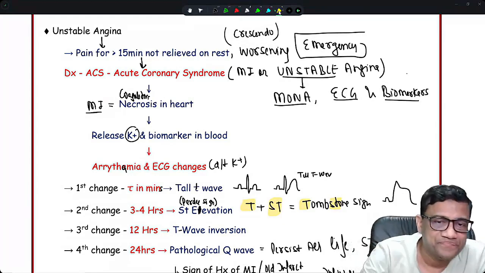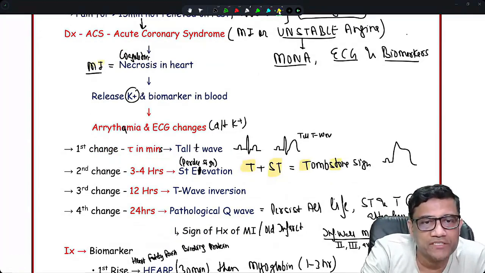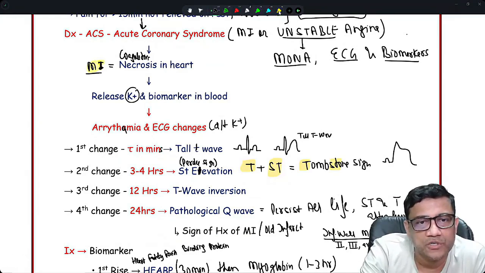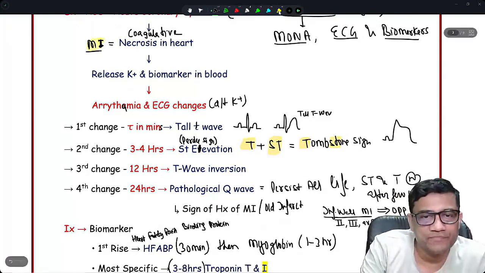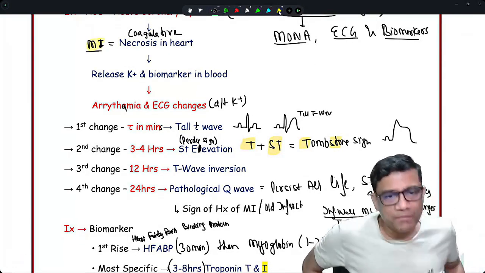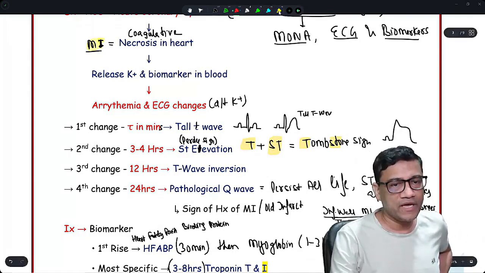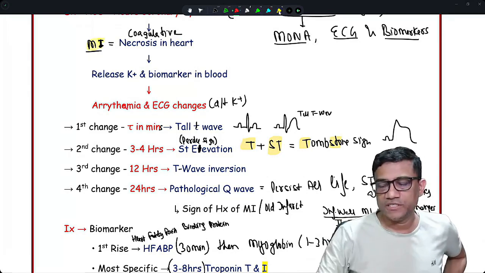Now, what happens in MI? In myocardial infarction, there is coagulative necrosis due to prolonged ischemia. Then it releases potassium and biomarkers into the blood, which cause arrhythmia and ECG changes. What changes?